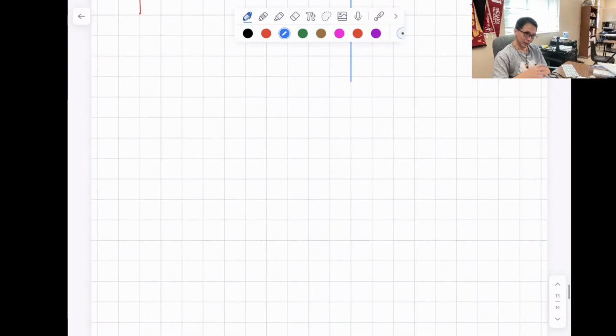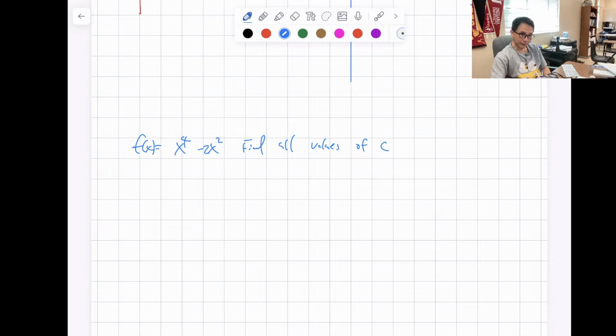Lastly, examples. I'm going to say f of x is equal to x to the fourth minus 2x squared. Find all values of c in the interval negative 2 and 2, where Rolle's theorem applies.